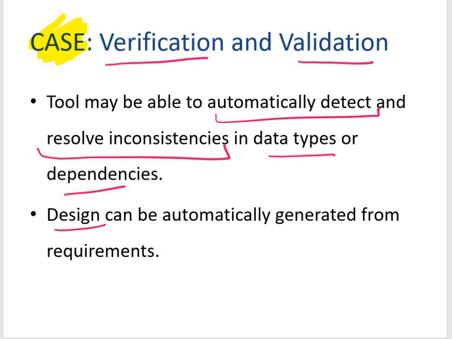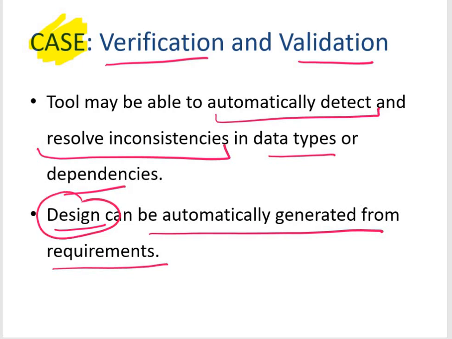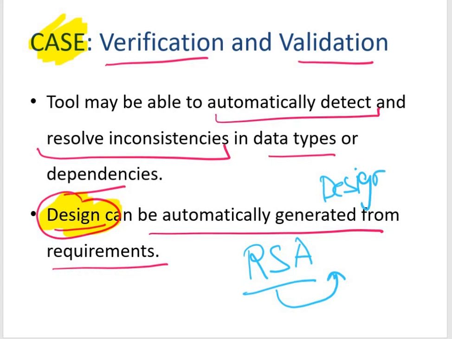The design can automatically be generated from the requirement. So these things are automated, right? Your RSA tool works very efficiently. From the requirements document, I can get the design. From the design, I can get the code as well. And yes, of course, I need to customize this code. I need to verify and I need to bring some changes as well.